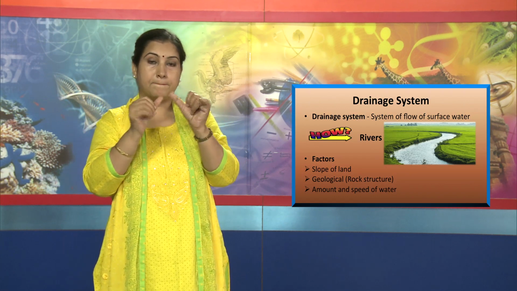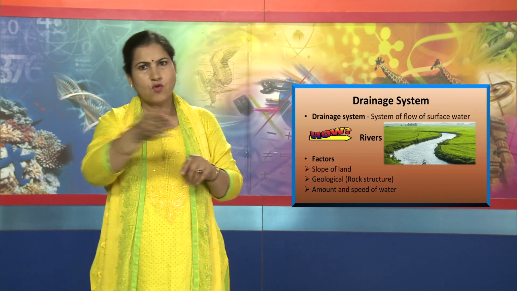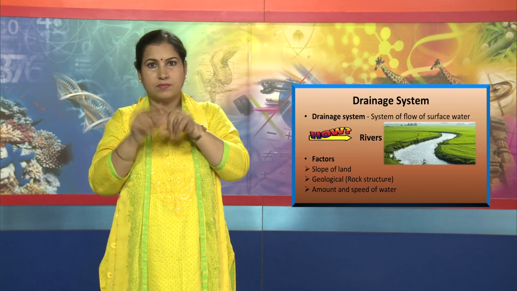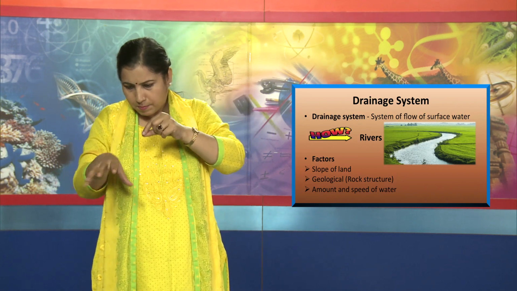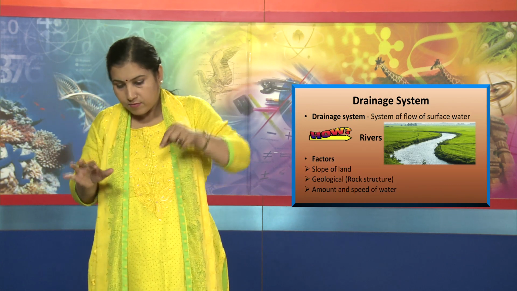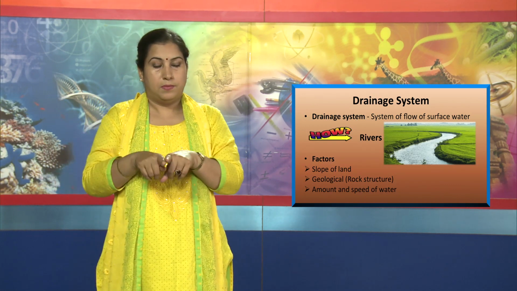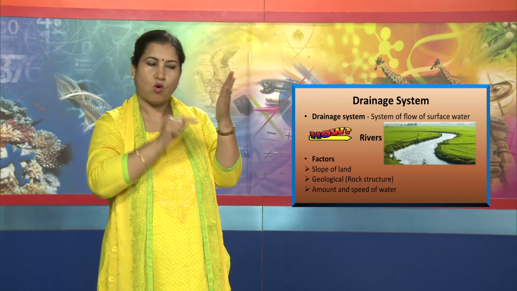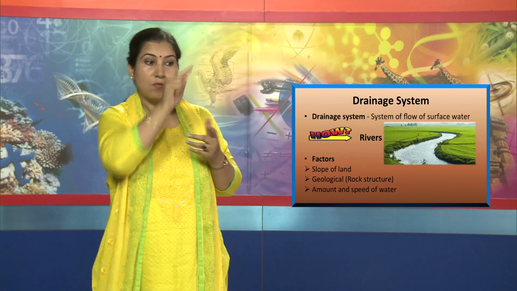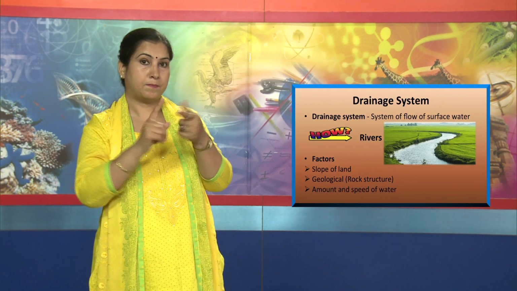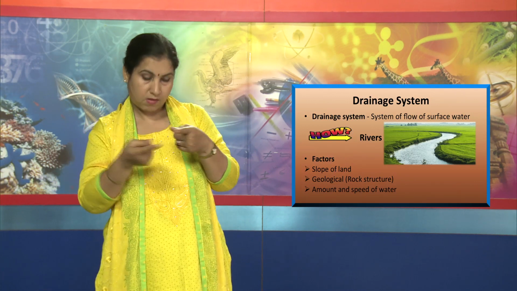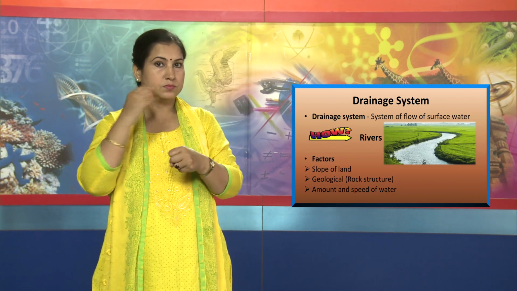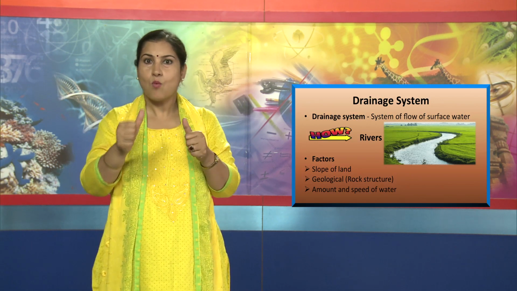As we have understood that water flows as per the slope of land and small channels merge with larger channels which have much more water in them. Therefore, the drainage system is related to a number of factors like slope of land. Another factor is geological structure and amount and velocity of water.